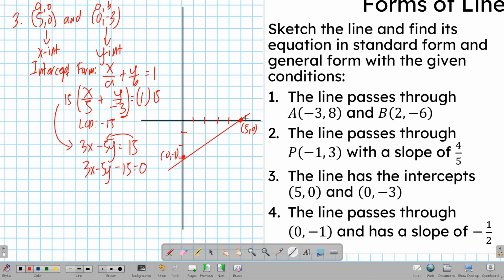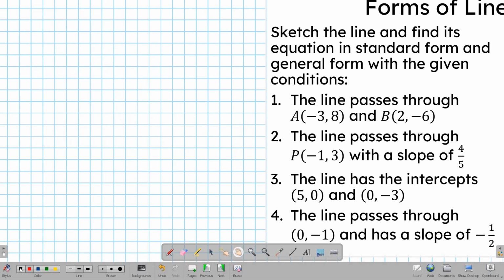So, from here, ayan. Connect na lang. Hindi mo masyadong tama, but there you go. So, this is now the sketch of the line 3x minus 5y equals 15. In standard form, ito naman yung general form, 3x minus 5y minus 15 equals 0. Now, let's look at number 4.